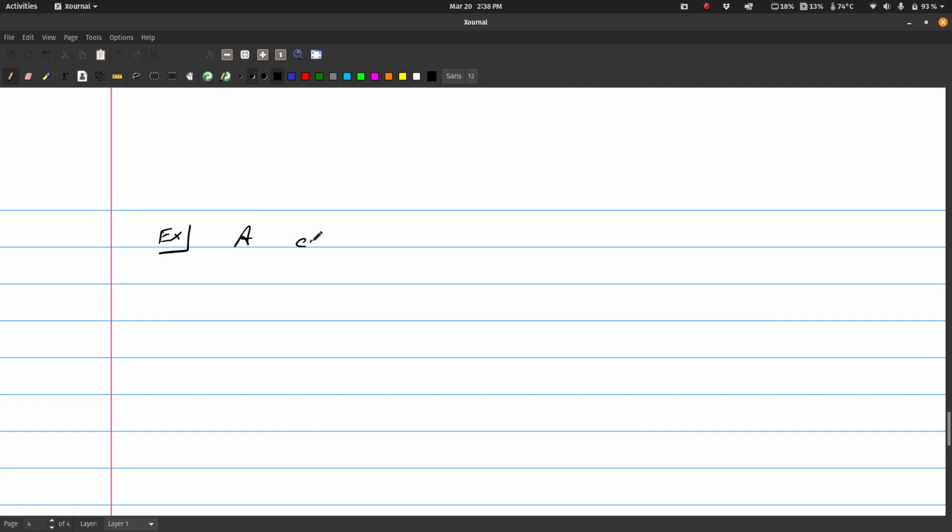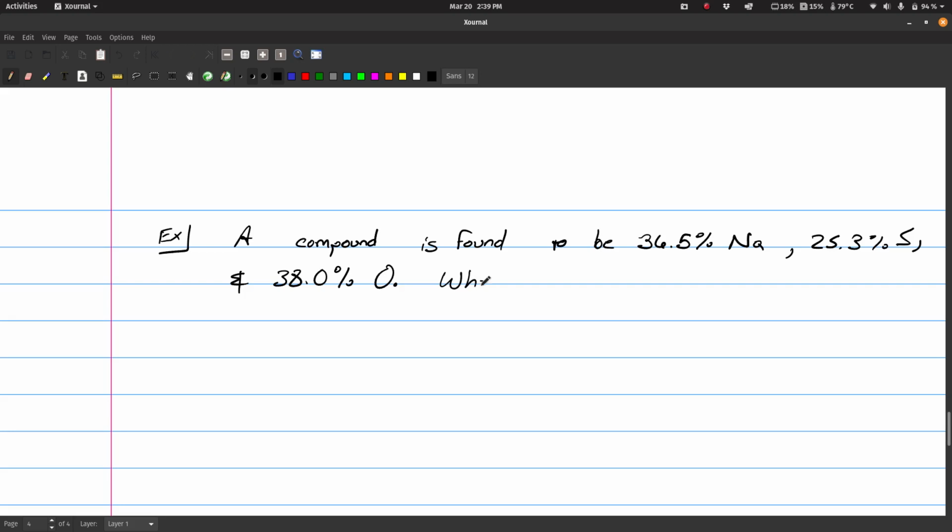Alright, so a compound is found to be 36.5% sodium, 25.3% sulfur, and 38.0% oxygen. What is its empirical formula?